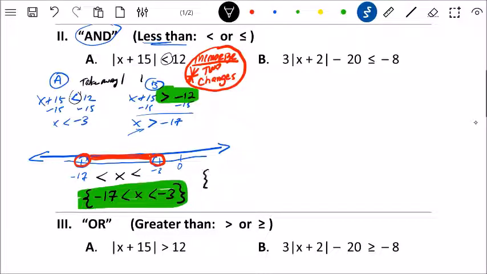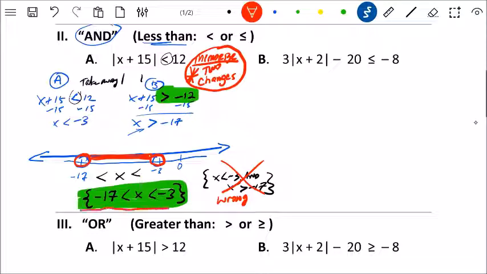If you do this, x less than -3 and x greater than -17, that's wrong. The numbers might be right, but the way you're writing it is not right. So I insist that it be done this way.